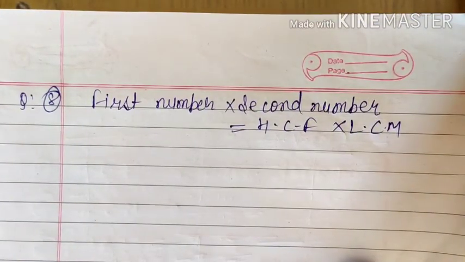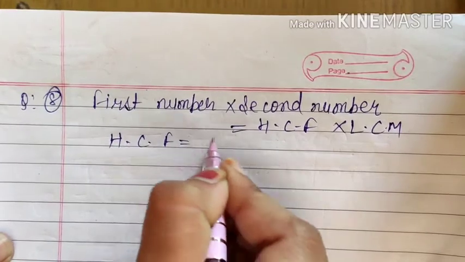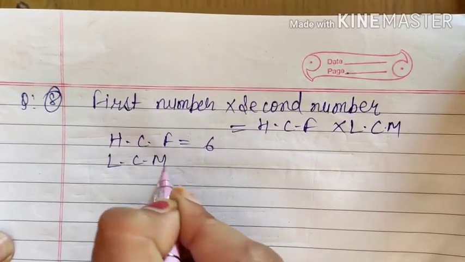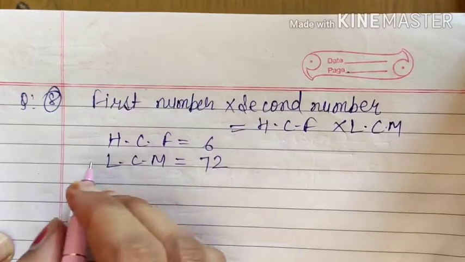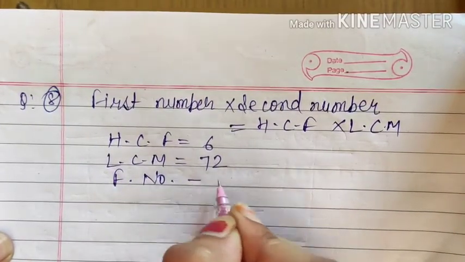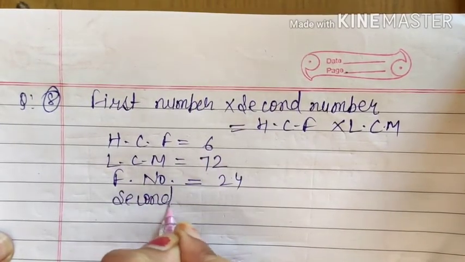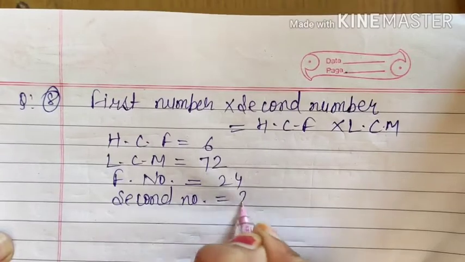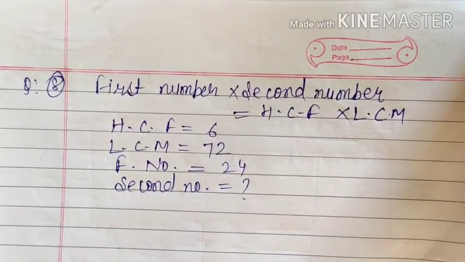So here the HCF is given as 6 and the LCM is given as 72. And one number is given, that means let the first number be 24. So what do we have to find? We have to find out the second number. This is our question. That means three things are given and the fourth one we have to find out.